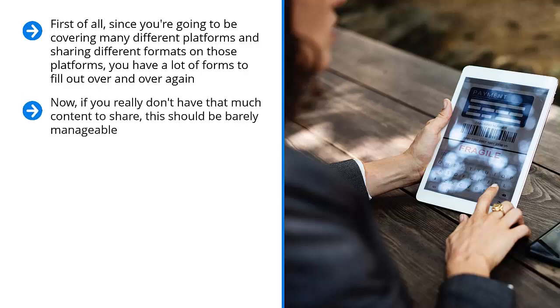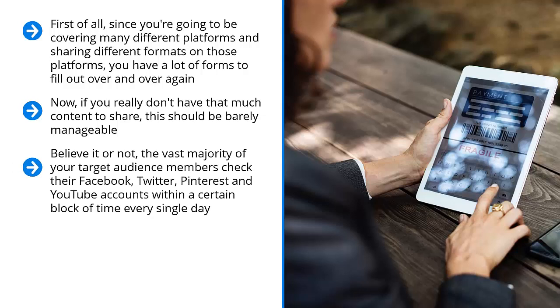Posting on Facebook involves form filling. Now, if you really don't have that much content to share, this should be barely manageable. But if you're looking to maximize your visibility by publishing on your social media accounts several times a day, you need to automate. Unfortunately, simply plugging in information into content publishing tools is not going to do you much good. You have to know when to publish. Believe it or not, the vast majority of your target audience members check their Facebook, Twitter, Pinterest, and YouTube accounts within a certain block of time every single day. Post outside of that block of time and you miss the eyeballs of the vast majority of your audience members.